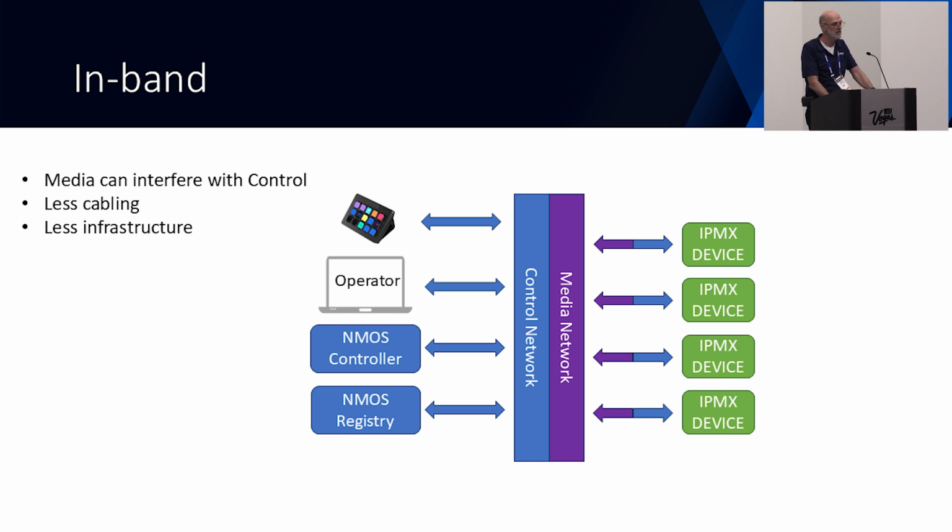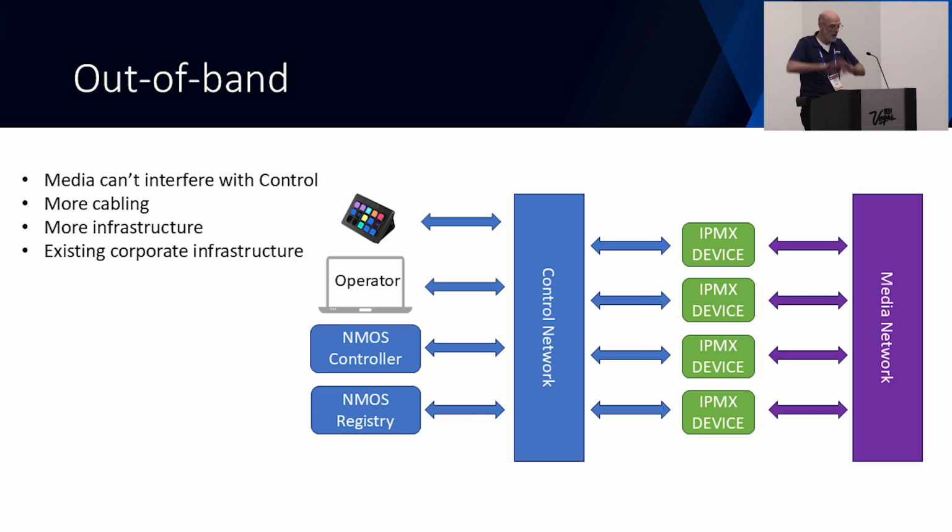Here we have a totally out-of-band network. I have a blue network, which is all my control, and a purple network, which is all my media, and my devices have two connections, one to the control and one to the media. So the media cannot interfere with my control and vice versa, but as you can see, it requires more cabling, more infrastructure, and more switches. It might enable me, though, to use my existing corporate network for control and just have a separate network for media.